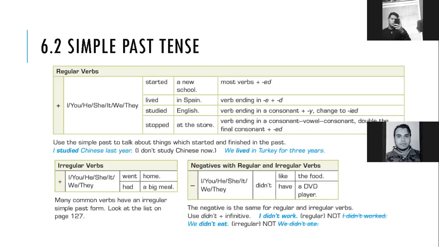I didn't work, not I didn't worked. We didn't eat, not we didn't ate. This is for the negative. When we have interrogative, cuando tengamos las interrogativas, we're gonna start with did, subject, and the verb in the base form. Did you like the food? Did we have a DVD player? Okay, now let's go and practice.